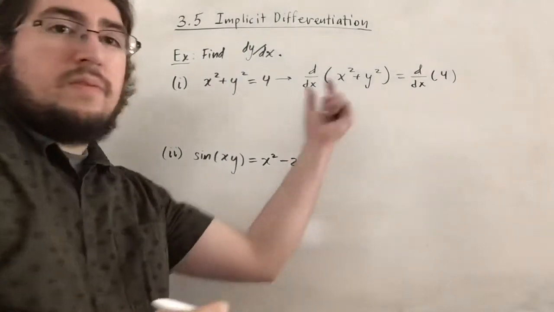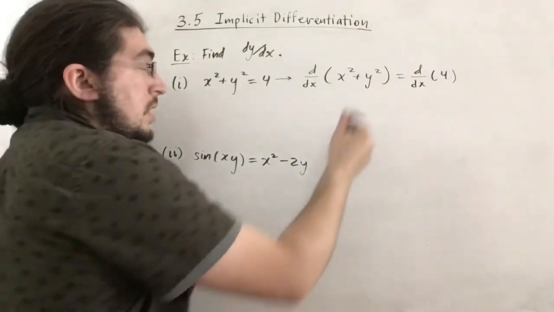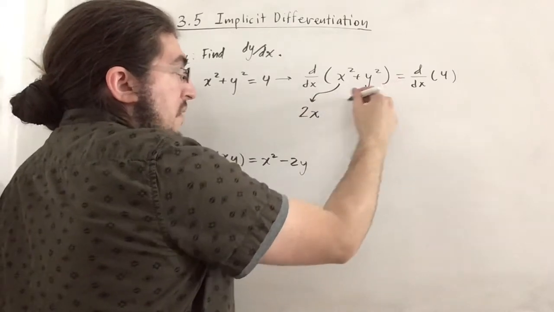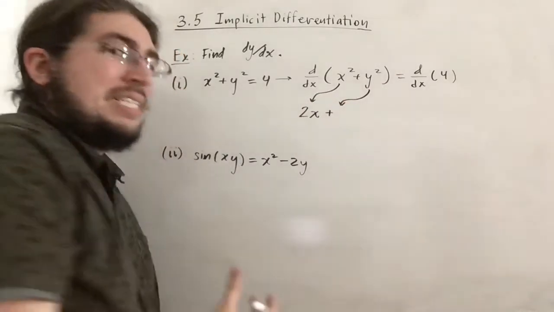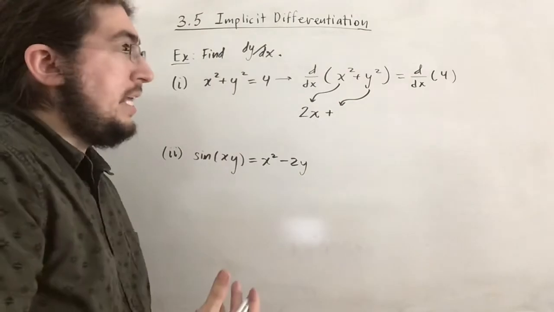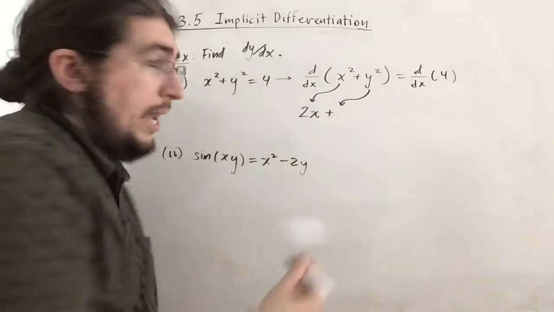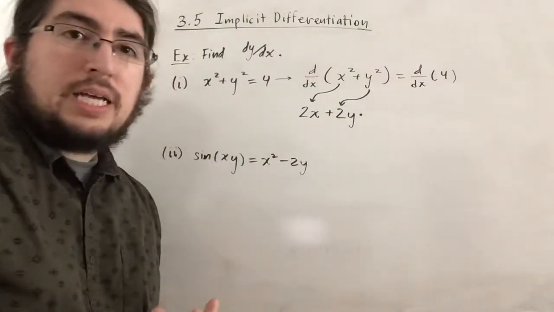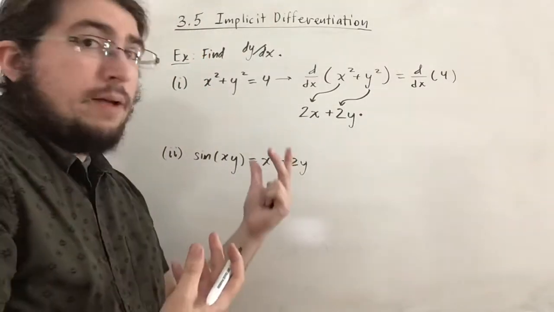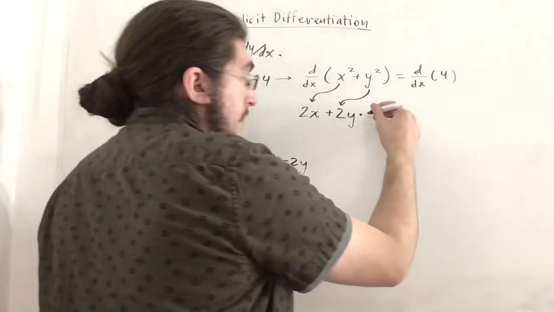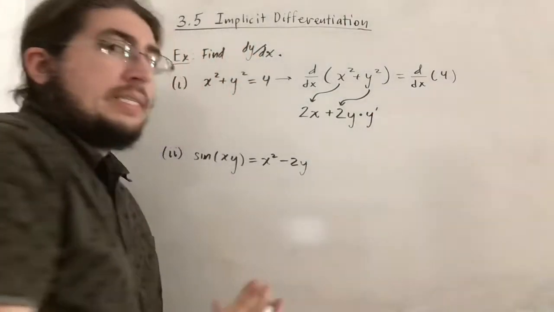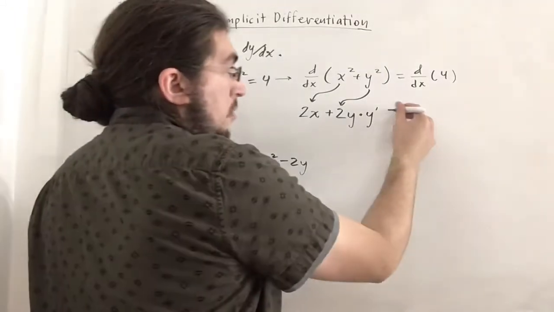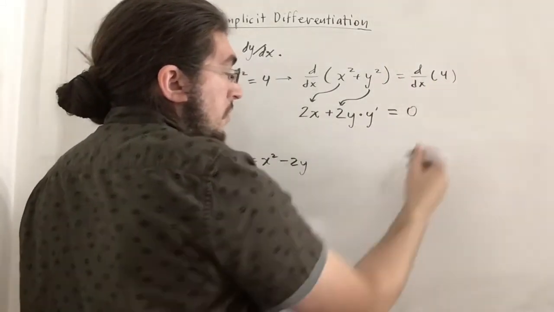Now, derivative of a sum is the sum of the derivatives. Derivative of x squared is 2x. Derivative of y squared, from the sentence I just read earlier, is the derivative of y squared with respect to y, which is 2y, but then multiplied by the derivative of the inside, which is the derivative of y with respect to x, which is y prime. Now remember, y prime means dy dx. So once we solve for y prime, we'll be done. And of course, on the other side, derivative of 4 is just 0.